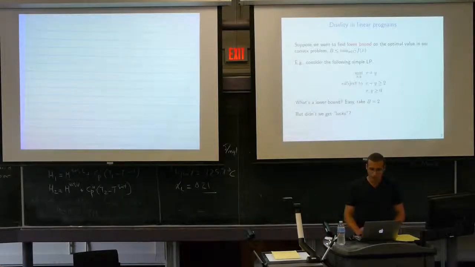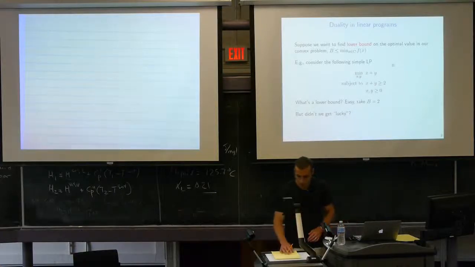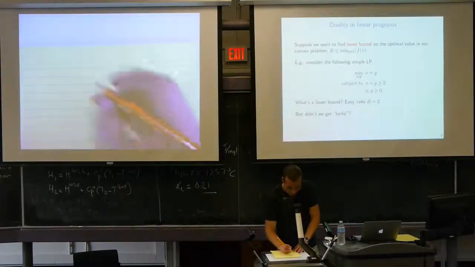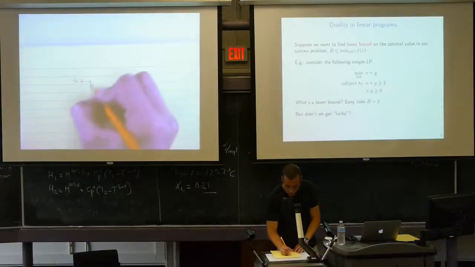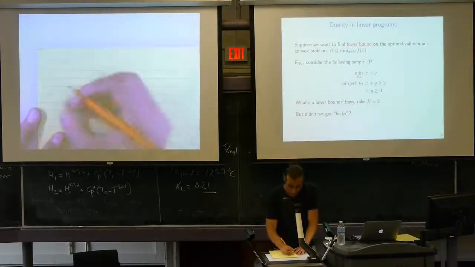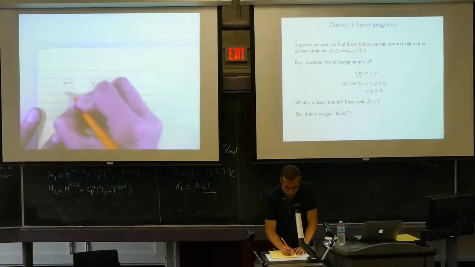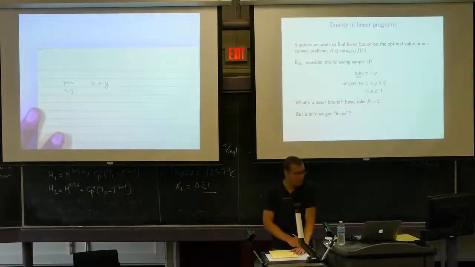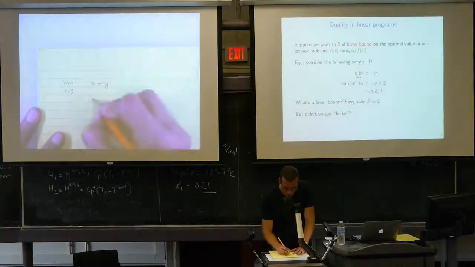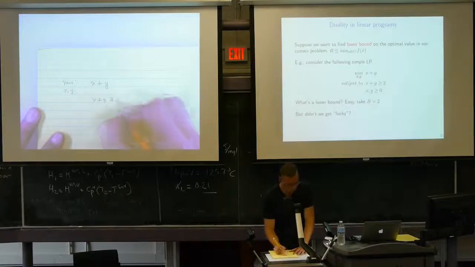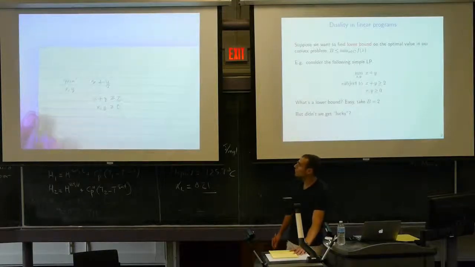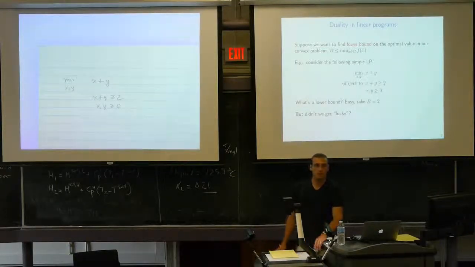So in particular, we're going to talk about LPs. Let's suppose we had the following LP. I'm going to minimize over x and y, which are just real valued, the objective function x plus y, subject to x plus y bigger than or equal to 2, and x and y bigger than or equal to 0. So what's the lower bound for the optimal value of this linear program?